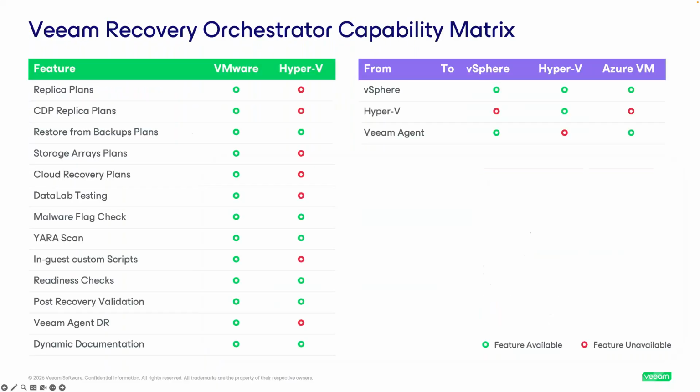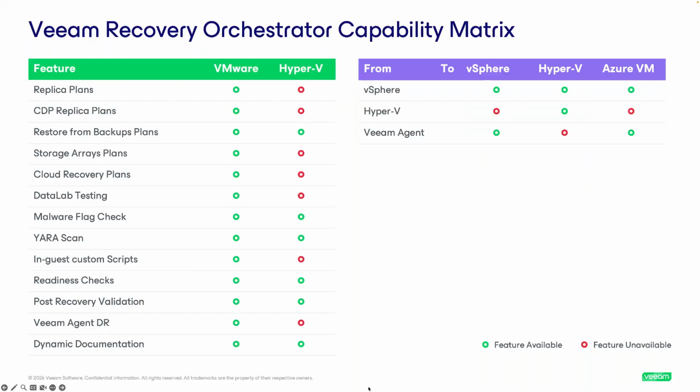And then this dives a little bit deeper into some of those limitations, but also some of the robust cross-compatibility that we have on this matrix here. So you can see the replica plans, CDP plans, and their availability for VMware, but not Hyper-V. But we can restore from backup plans on both, for example, as well as those malware flag checks, Yara scanning for both, readiness checks, and post-recovery validation on both.